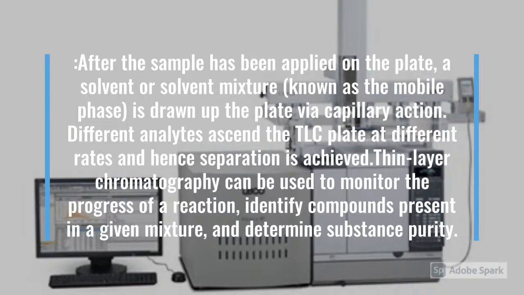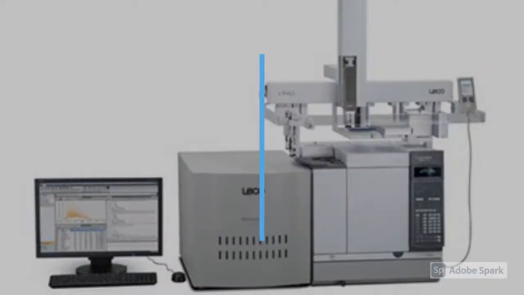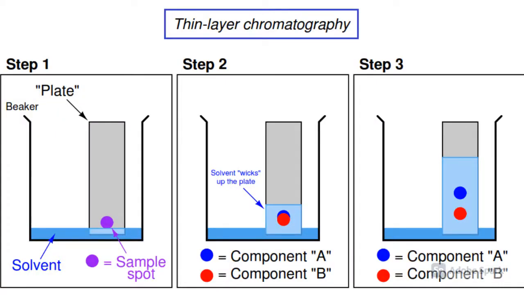When the sample has been applied on the plate, a solvent known as a mobile phase is drawn up the plate via capillary action. Different analytes ascend the TLC plate at different rates, and hence separation is achieved. Thin layer chromatography can be used to identify compounds present in a given mixture as well as determine the substance purity. The chromatograph picture is shown here, which further explains the process.